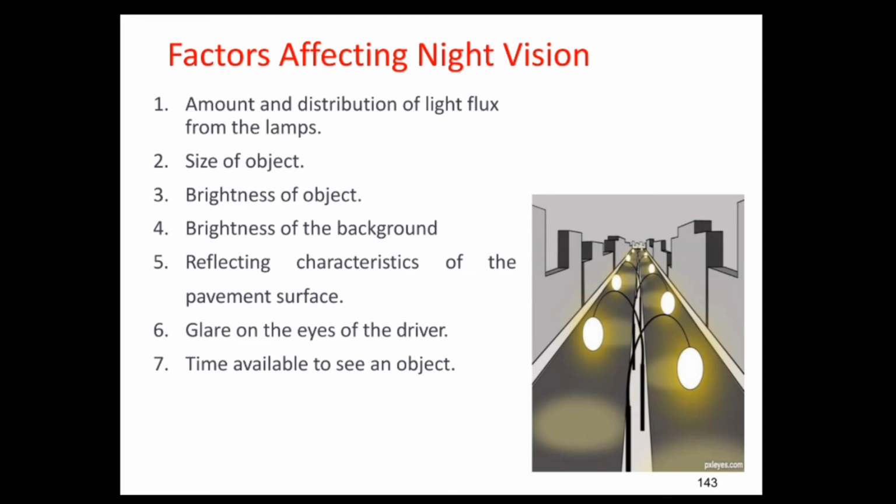Next is the glare on the eyes of the driver. Glare, as we know, is a major problem which causes temporary blinding of the vision of the driver or the user. Next is the time available to see an object. The time available to see an object should be sufficient in order to react quickly, apply the brakes or slow down the vehicle, and thus avoid the accident.